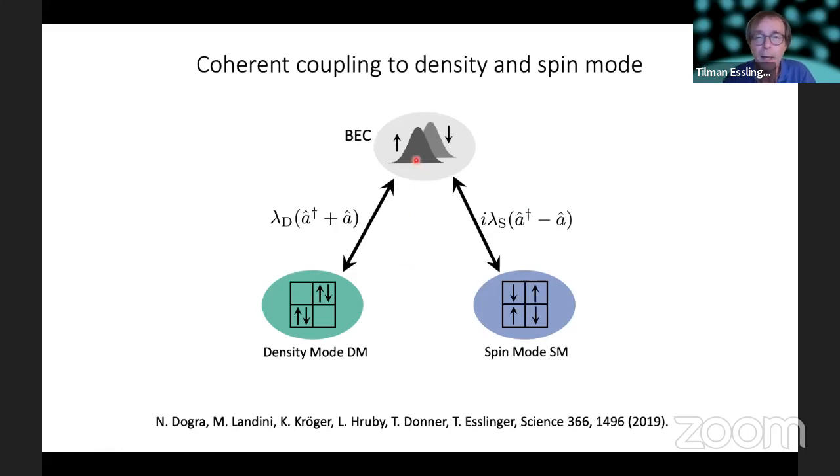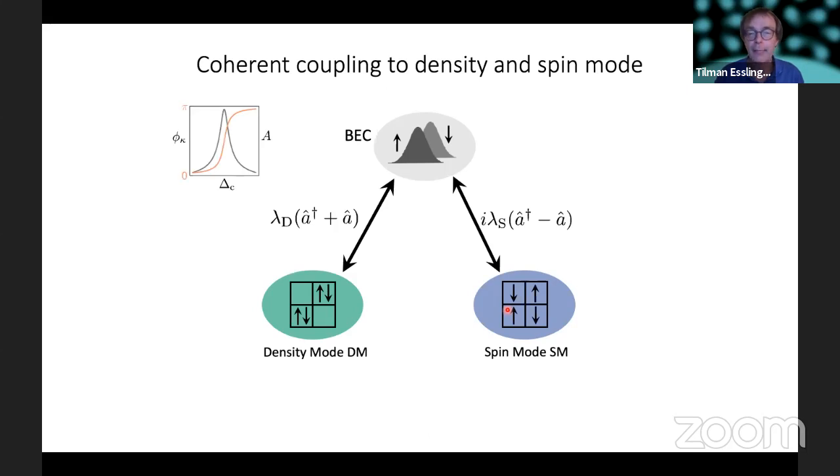Basically, we have a Bose-Einstein condensate coupled by one quadrature of the light field, say, to the density mode, and by the other quadrature to the spin mode. Okay, so if you ignore dissipation, that would be your picture, and they would not talk to each other. Yet, if you now add dissipation, then the two quadratures get coupled by dissipation. And this induces the motion in the system.